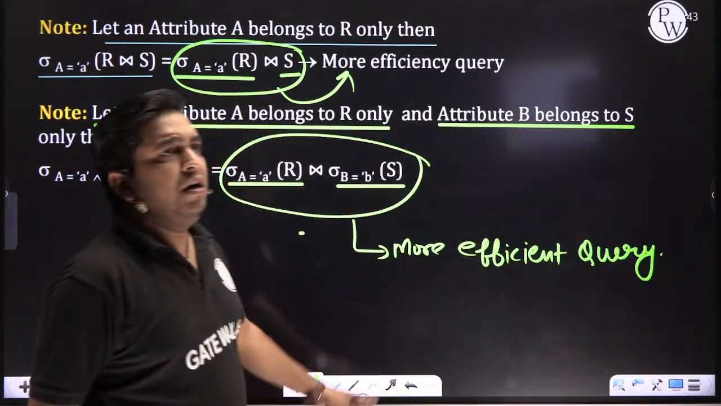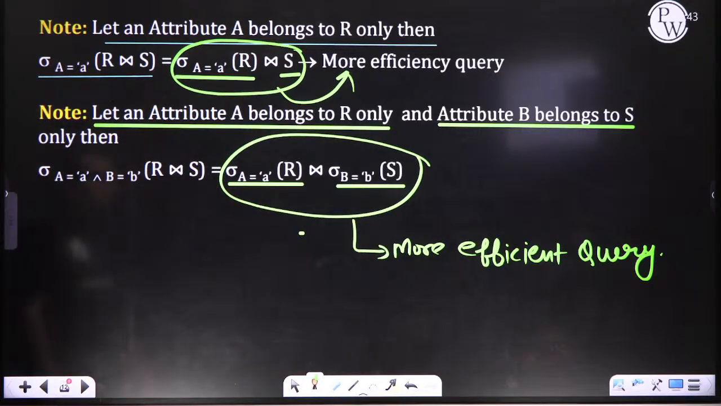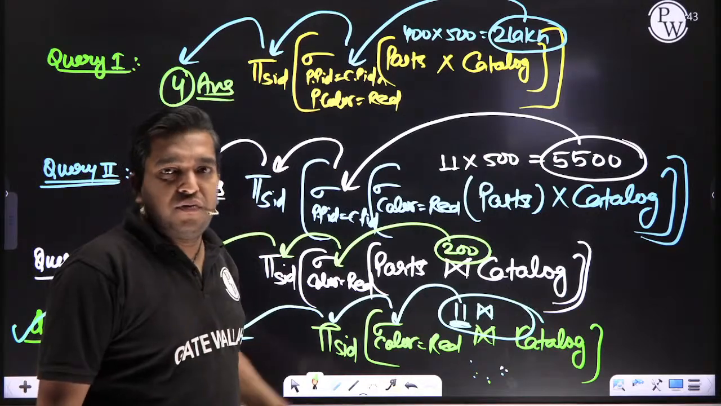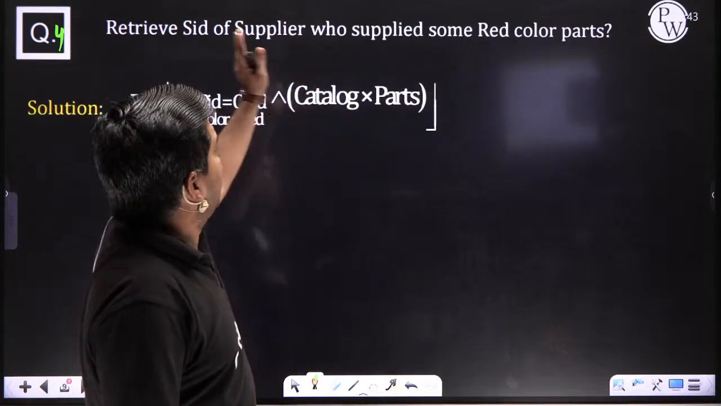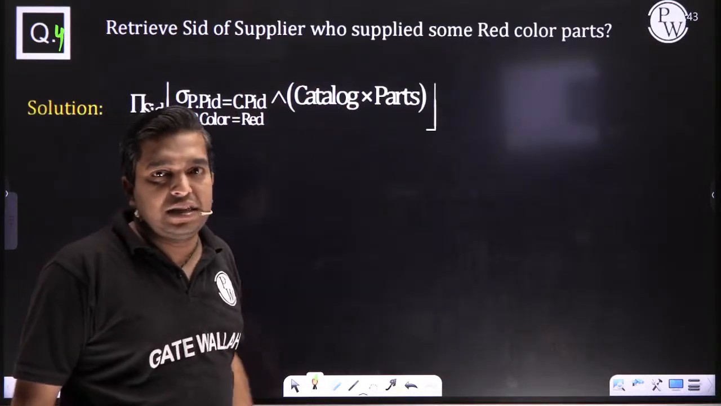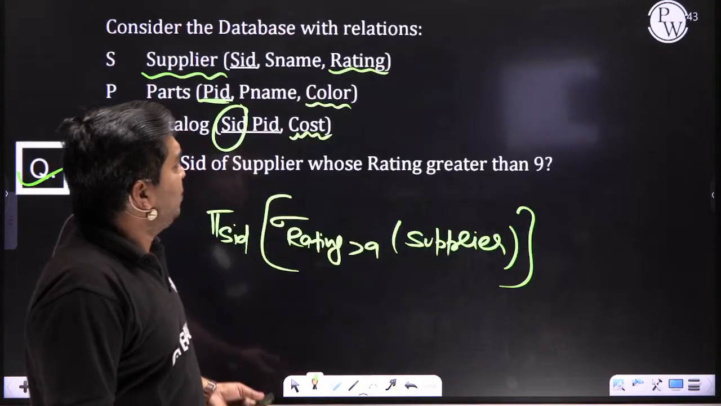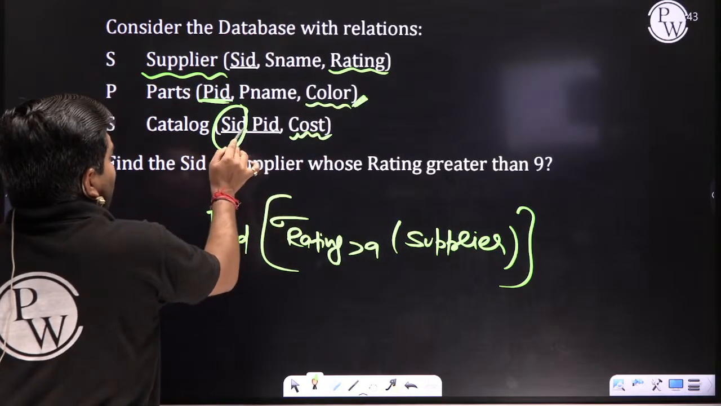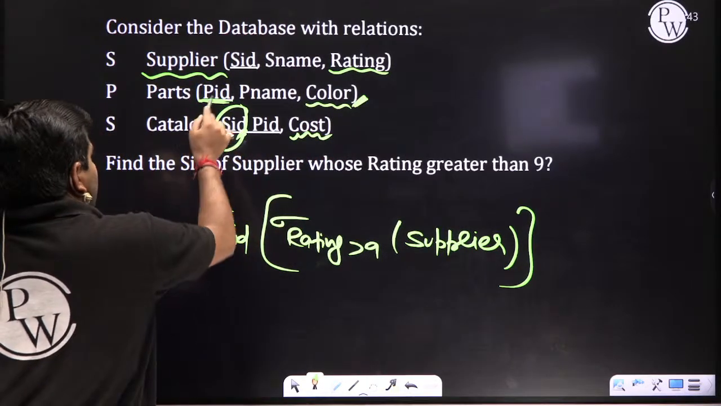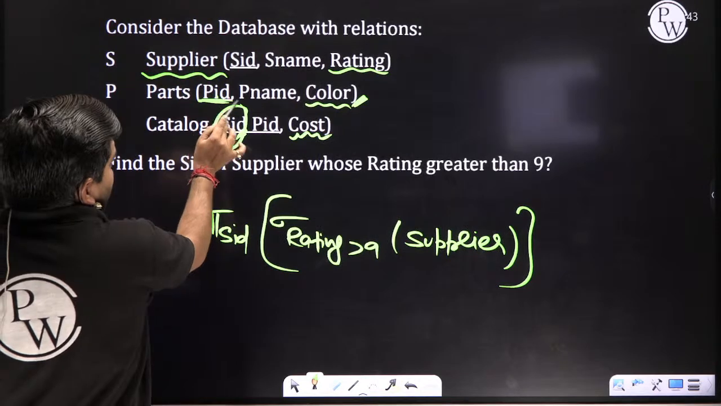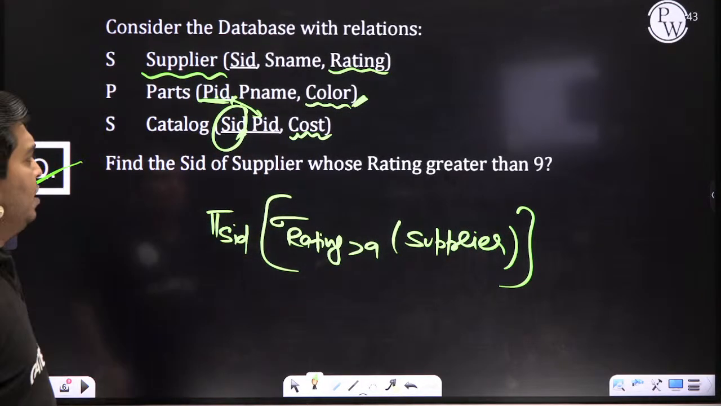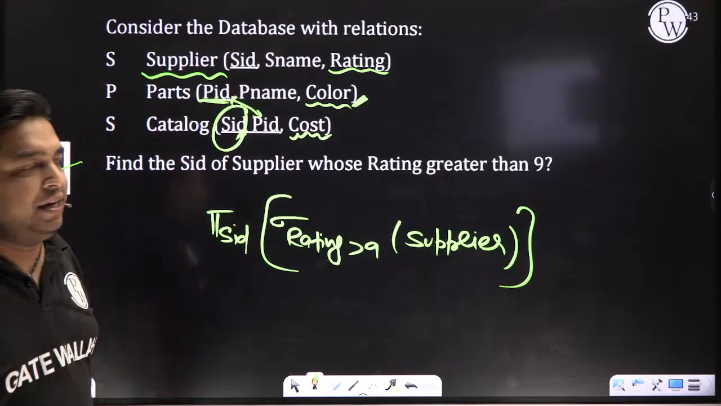This one is the more efficient query. Shyam, please try to understand. I have written these 4 queries for one question: find the supplier ID of parts whose color is red. First of all, 2 tables are required, because color is available in the parts table and you want to find SID. If only PID, then only one table. So how do you connect? P.PID equal to C.PID, where P is the parts table and C is the catalog.